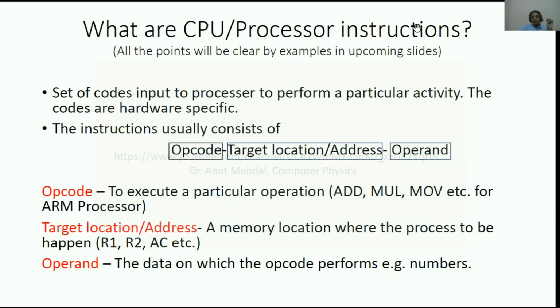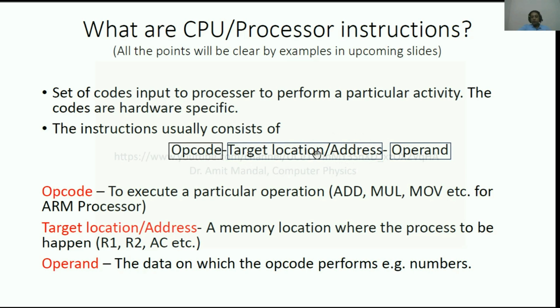Now, what are instructions? CPU or processor instructions are a set of codes input to the processor to perform a particular activity. This is the architecture of an instruction itself. When you are writing an instruction, it is composed of an opcode. What is an opcode? An opcode performs a particular operation. The operation can be to add two numbers, to multiply two numbers, or to move data from one register, one location, to another. You write the opcode first, and then you write the target location or address where that opcode will perform its job.